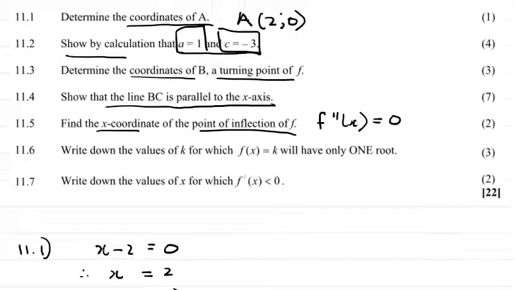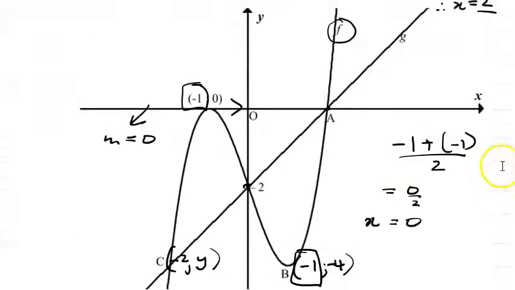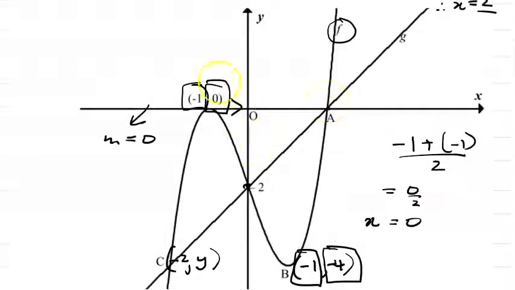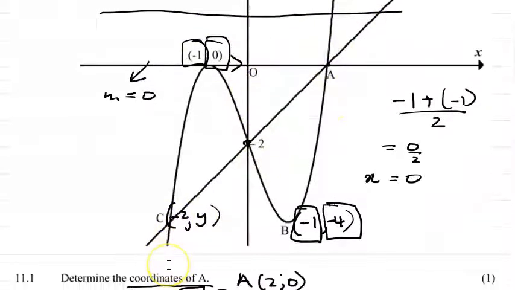So for 11.6, write down the values of k for which f of x equals k will have only one root. Let's go back and look at our curve. If you look at the curve, it says for what values of k. Now the k value that they're referring to is the y value of your turning point. That's the value that we use to actually answer this question. Now for one root, it means that the line k must only cut the graph at one place.